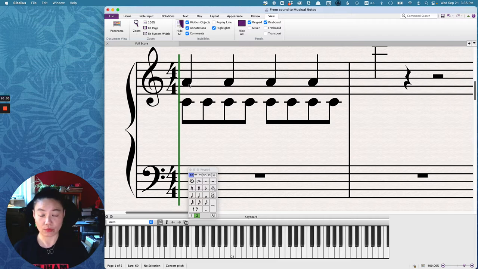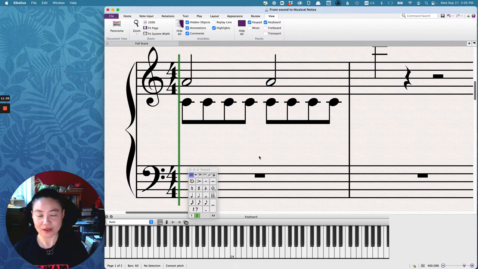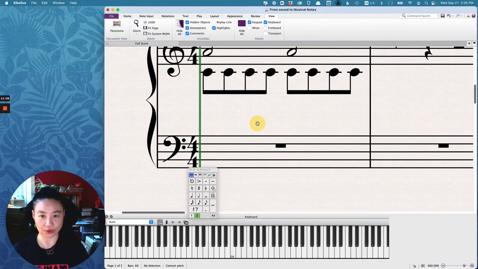So we could just go ahead and select this and just click on that, and it turns into a half note. And as you can see, it occupies the musical space of 4 eighth notes. Okay, same is true. If you click on this one and then you click on the half note, it will turn into the value, the musical space of 4 eighth notes, also known as 2 quarter notes. Okay, so keep going.